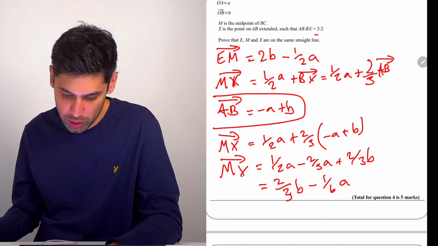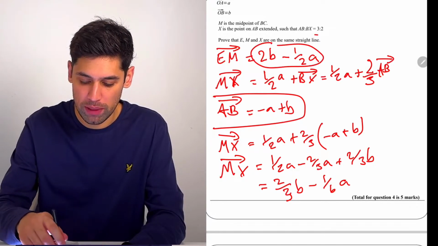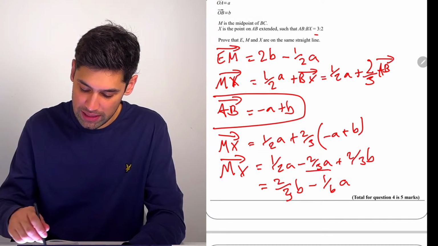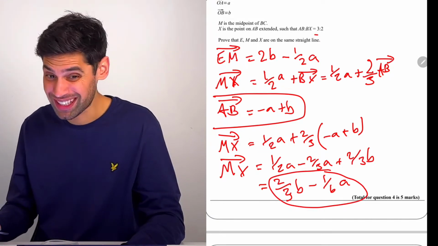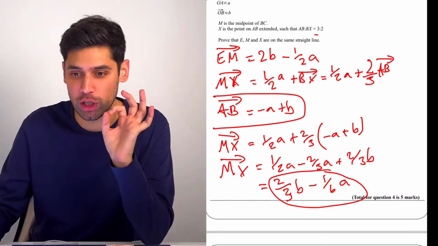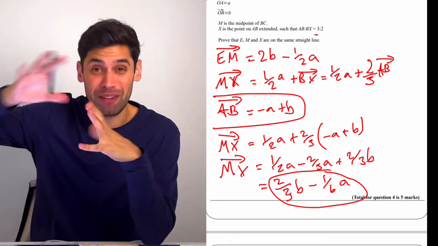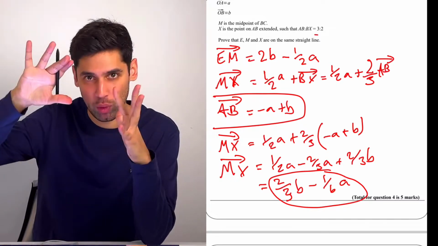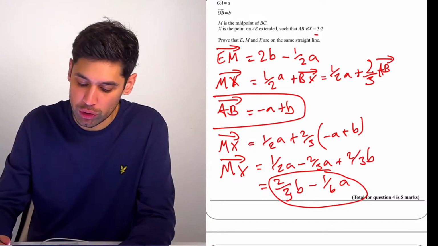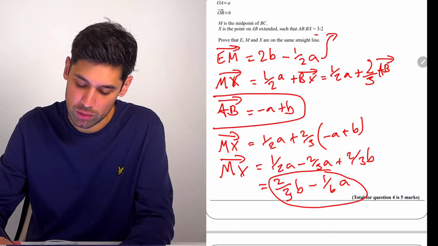And what do we have to do next? Prove that E, M, X are on the same straight line. Okay, so we have EM up there, 2B minus half A, and we have MX down here, 2/3 B minus 1/6 A. To prove those are parallel, we have to prove that the vectors are multiples of each other. So if two vectors are multiples of each other, we factorize the vectors, and they should have a bracket that's exactly the same, and then a multiple outside of them. It's pretty tricky to do with these ones. These aren't nice ones.